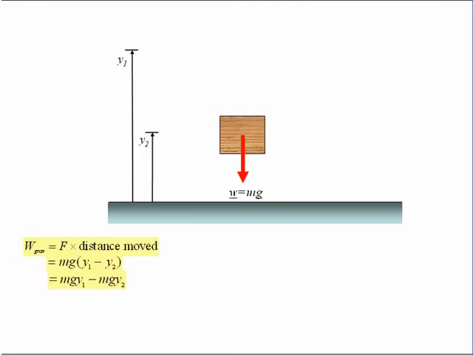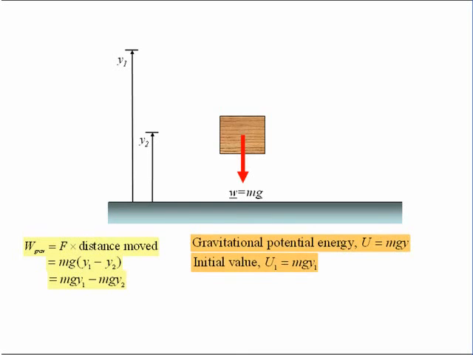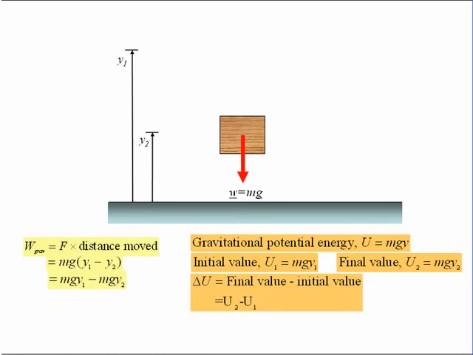For example, a hammerhead being dropped onto a block of metal will do work on the metal by compressing it, hence the name potential energy. So gravitational potential energy, which we will denote by U, is equal to mgy. In this case the initial value U1 is equal to mgy1 and the final value is U2 equals mgy2. Therefore the change in the potential energy, delta U, which is defined to be the final value minus the initial value, is equal to U2 minus U1.